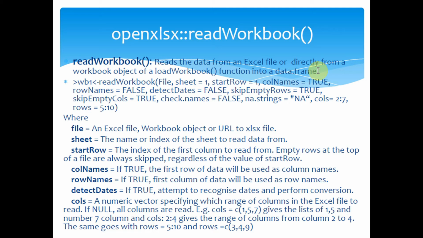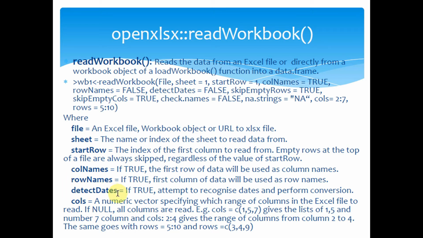The first argument of read.xlsx is the physical Excel file, workbook object, or a web URL to an Excel file. Second is the sheet name or the index of the sheet to read data from. Then we have startRow, the index of the first row to read from. Empty rows at the top of a file are always skipped, regardless of the value of startRow. colNames, if TRUE, means the first row of the data will be used as column names, same as header equal to TRUE. rowNames, if TRUE, means the first column of the data will be used as row names.